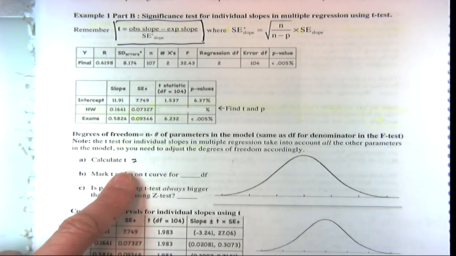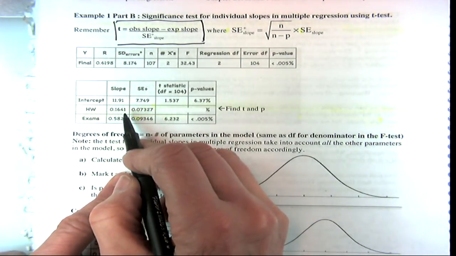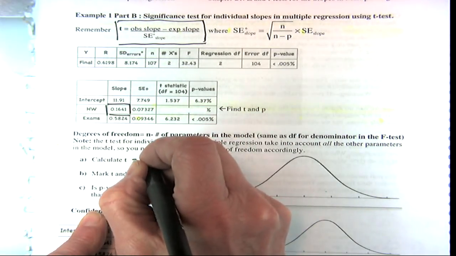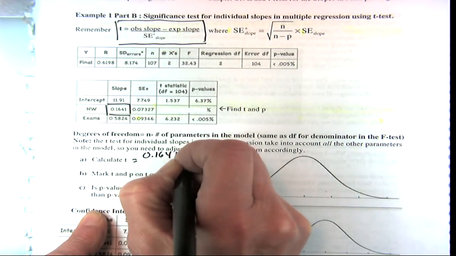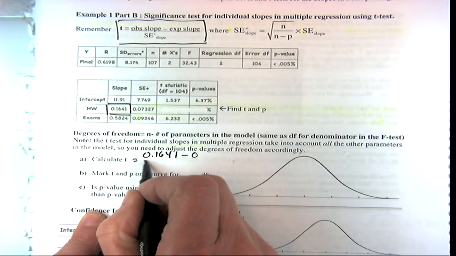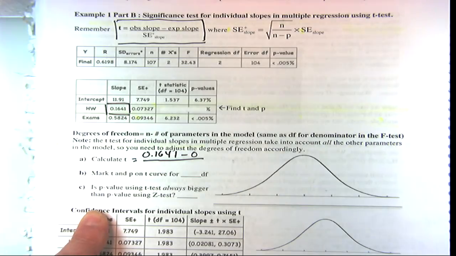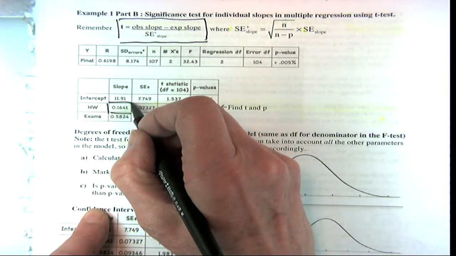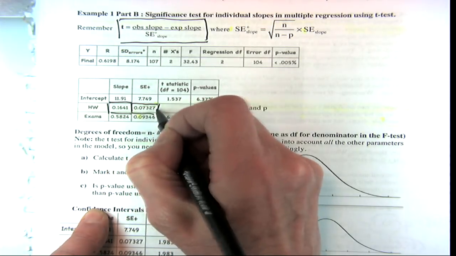How is it different than the z? Well, we have the same observed slope. That does not change. That's our observed slope. We have the same expected slope of 0. Our null doesn't change, right? The only thing that we're making a slight adjustment for is the standard error. It's a little tiny bit bigger right there.